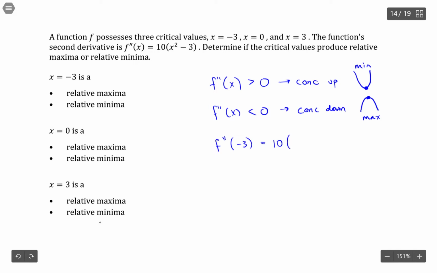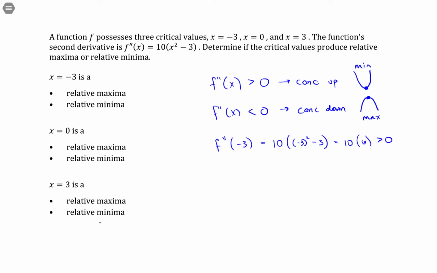So this would be 10 times -3 squared minus 3. So this would be 9 minus 3, or 10 times 6, which is 60, but it doesn't really matter what the actual value is. It just matters that it is positive. So it's positive, which means we're on an interval that's concave up, so we have a minimum. So this value is a relative minima.